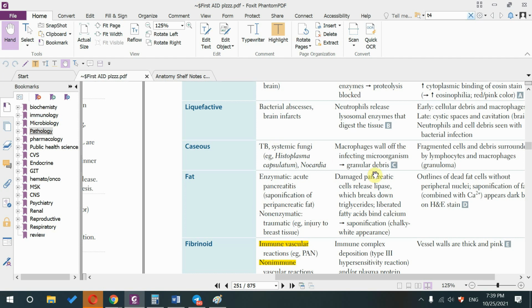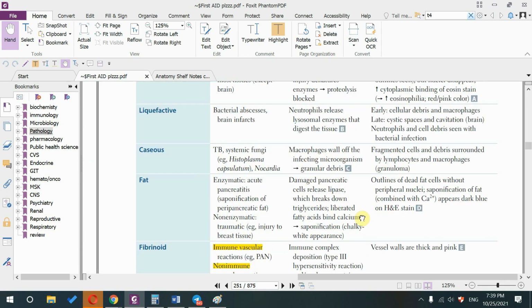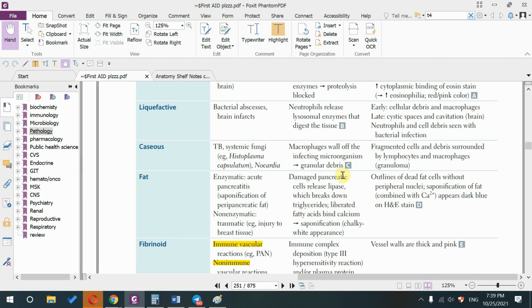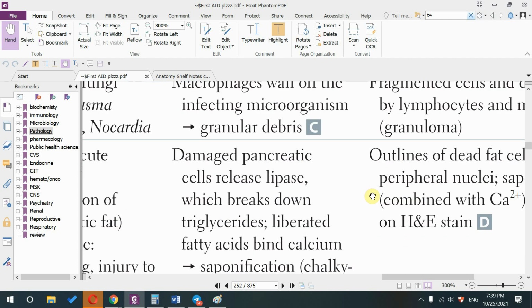Write it down. So the next one here, the fat, what you are going to see in a gross picture, a damaged pancreatic cell, the pathogenesis. The damaged pancreatic cells release enzymes like lipase. Which enzyme is more specific for the pancreas, lipase or amylase? I hope you said lipase. The reason lipase is more specific than amylase is that amylase is also secreted from our salivary gland. So it can be high in cases of parotitis, for example, inflammation of the parotid gland, which is a salivary gland. But lipase, on the other hand, is only from the pancreas.